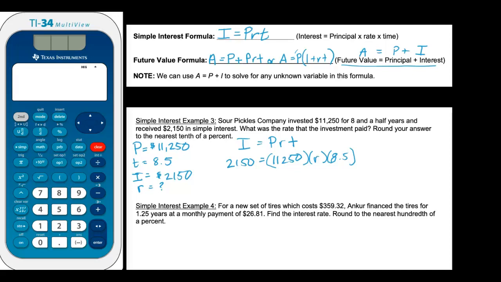On the right-hand side, we want to get R by itself. We've got these two numbers here. Remember, multiplication is commutative, which means we can multiply in any order. So I could write it as 11,250 times 8.5 times R. I'm going to multiply these two numbers so we get one number next to R, which will make it a little simpler.